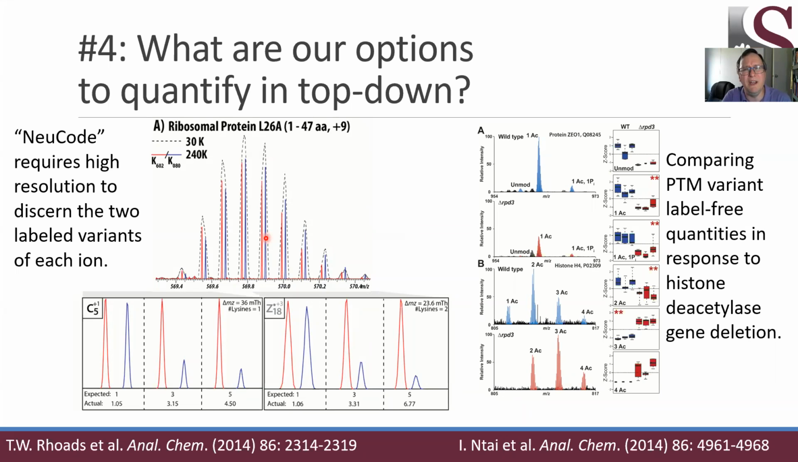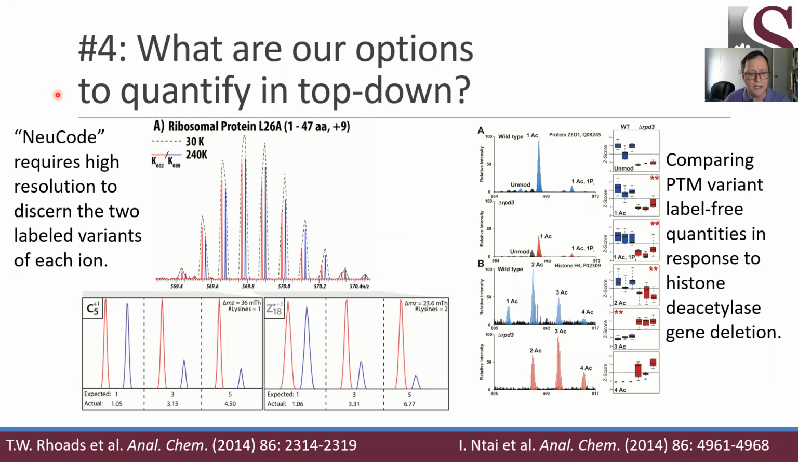All right, so can we in fact do quantification, not just detection of things, but quantification of things in top-down? I'd like to start with this paper introducing something called NeuCode. It's a cool name, I think. I mean, NeuCode, SILAC, iTRAQ, we've got all these different brand names now, but NeuCode was a clever name because it's a neutron encoding strategy.